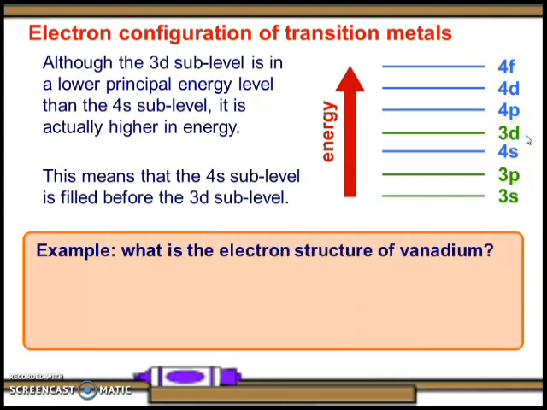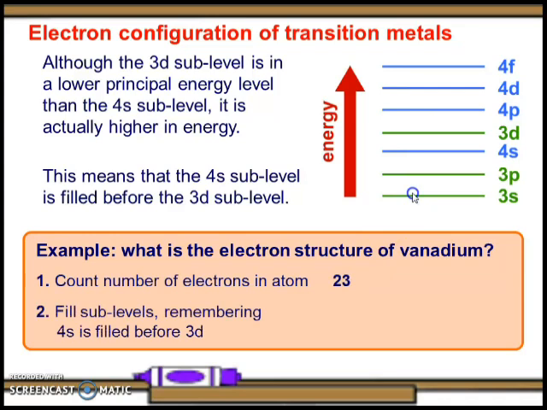For example, what is the electron structure of vanadium? First, count the number of electrons in the atom. So we have 23. Next, fill the sublevels, remembering the 4s is filled before the 3d. So therefore, the electron configuration of vanadium is 1s2, 2s2, 2p6, 3s2, 3p6, 4s2, and 3d3.